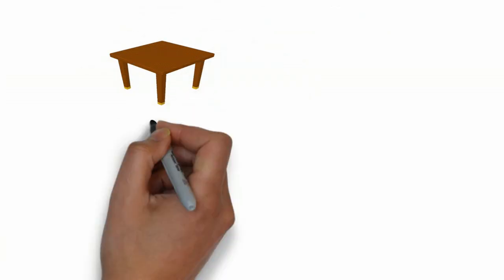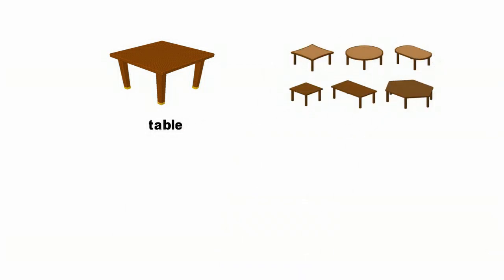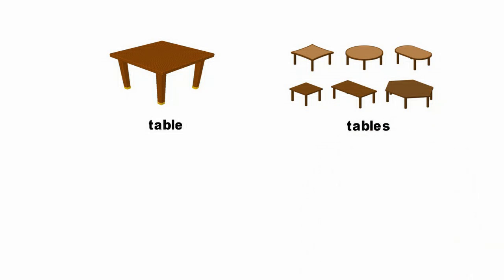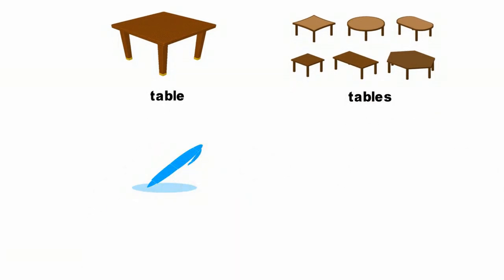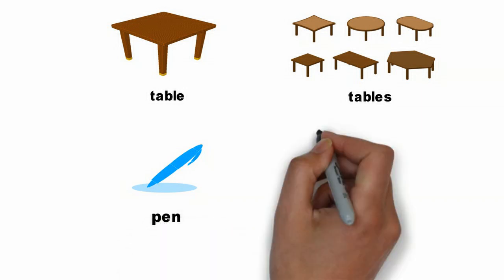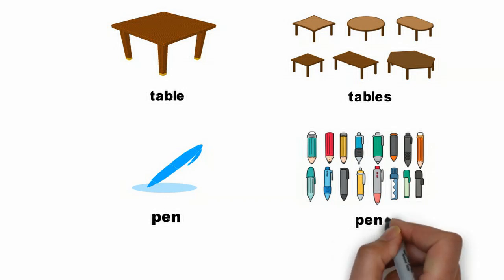Table, we just add s to the table when it's plural. Tables, just add s, tables. The pen, when it's plural, I just add s, so it will be pens.